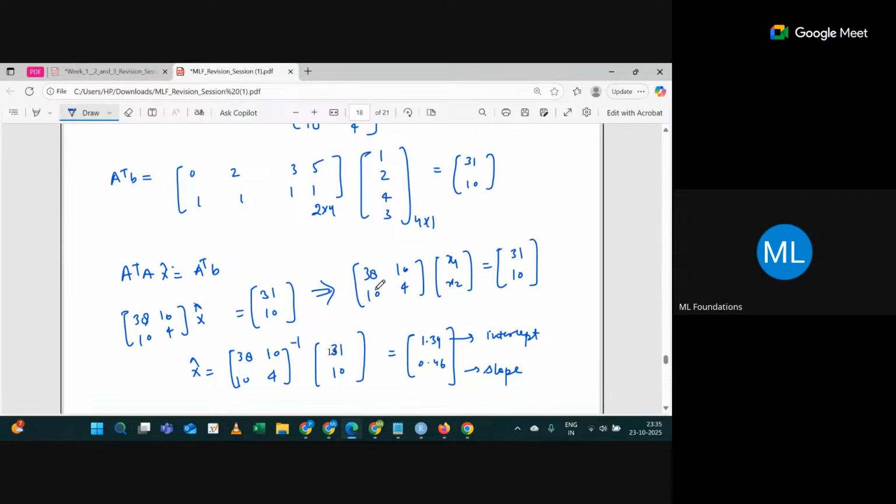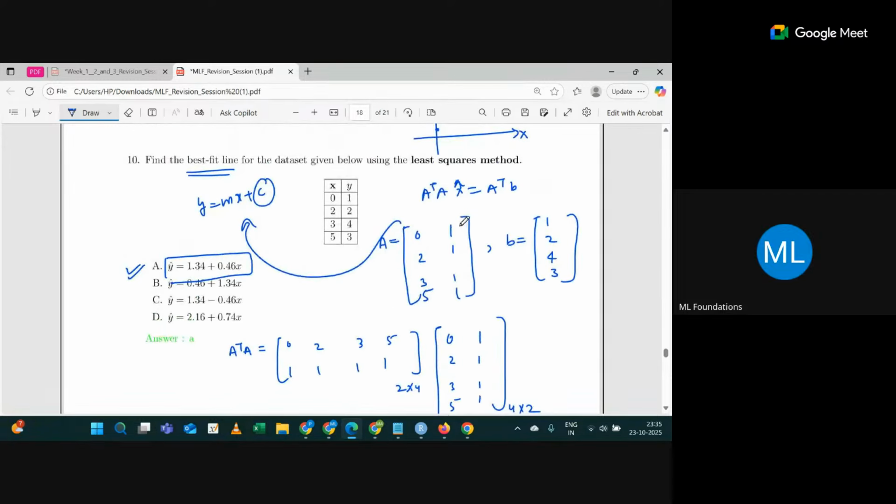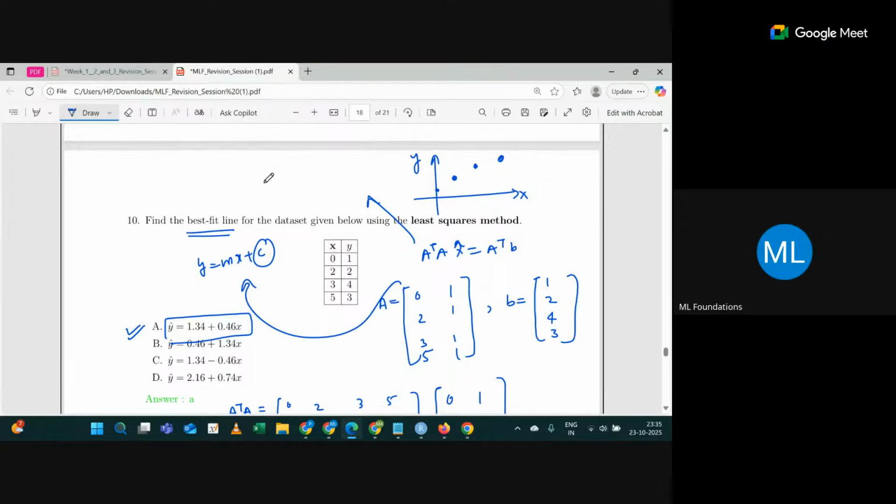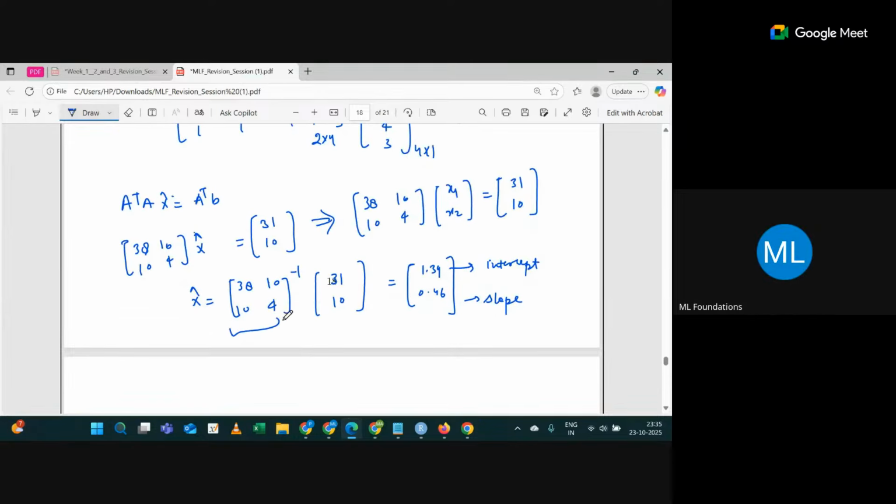Or else, by the matrix multiplication idea, what else can I say? Can I say x hat is A transpose A inverse A transpose B? Can I say this one or not? Understood? Yes, sir. This is the A transpose A inverse. That's what I did. Is it clear?